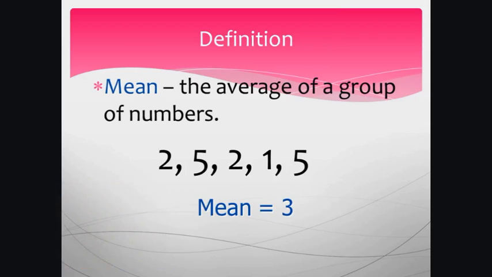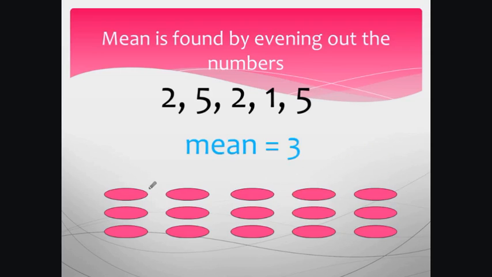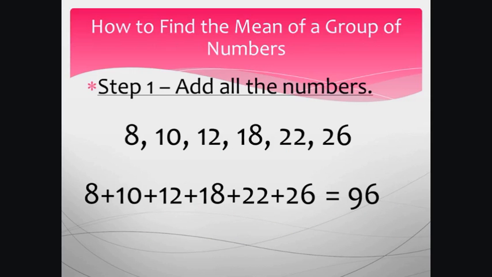So let's go ahead and take a look at an example. The mean is found by evening out all of the numbers. So here we have a 2, a 5, a 2, a 1, and a 5. So we're evenly distributing these numbers into each data set. And we're going to move those 2. So in each group there is 3. So the average is 3. But how do you do that mathematically?